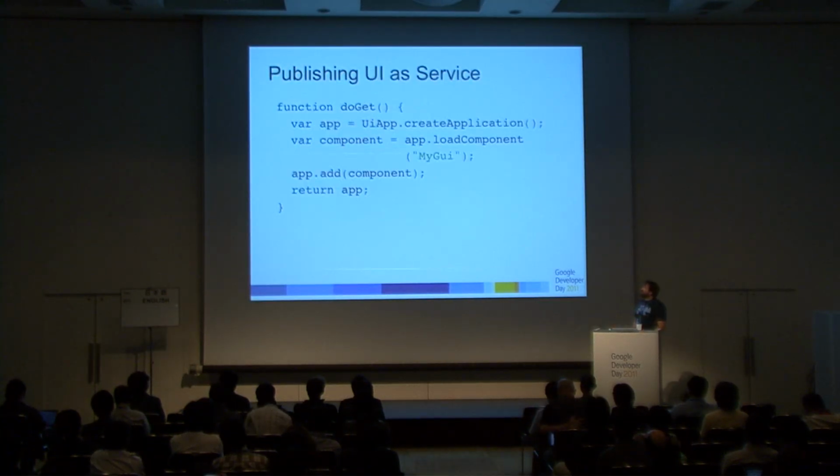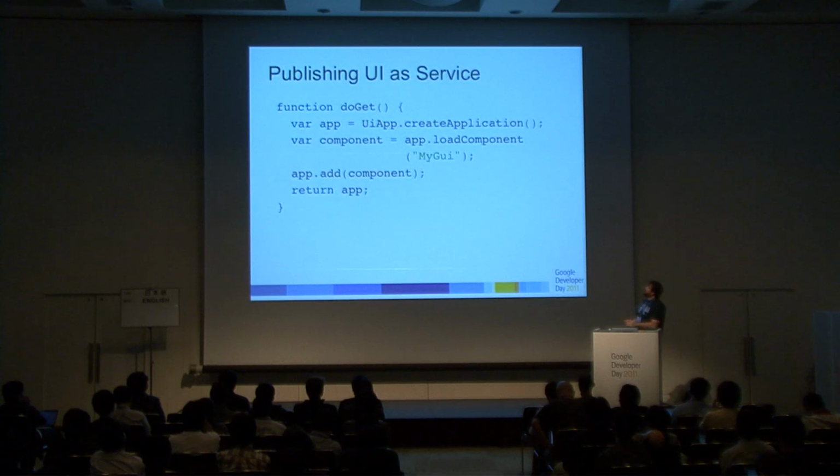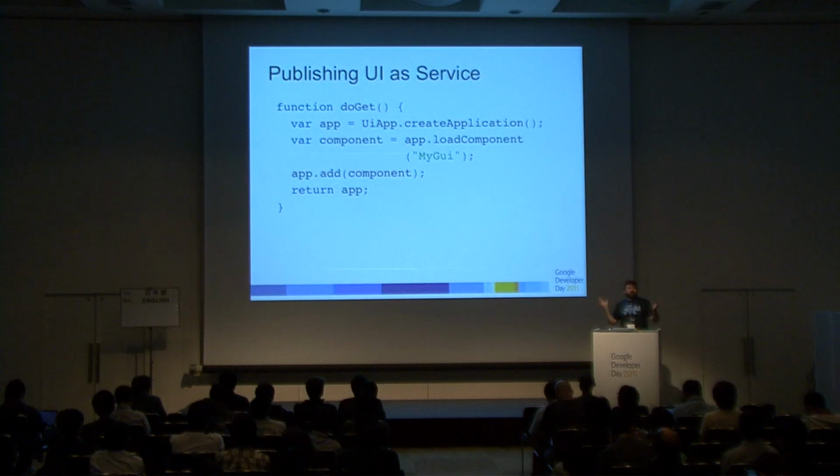So this is actually the code for publishing that service. If you just want to make a web app out of AppScript, you just define a doGet method. And you could also do post, and any of the HTTP verbs. In this case, we want to display a UI, so we call the UiApp service createApplication. We load our component that we designed in the UI builder, add it into the app, and return. And that is a web app in AppScript.